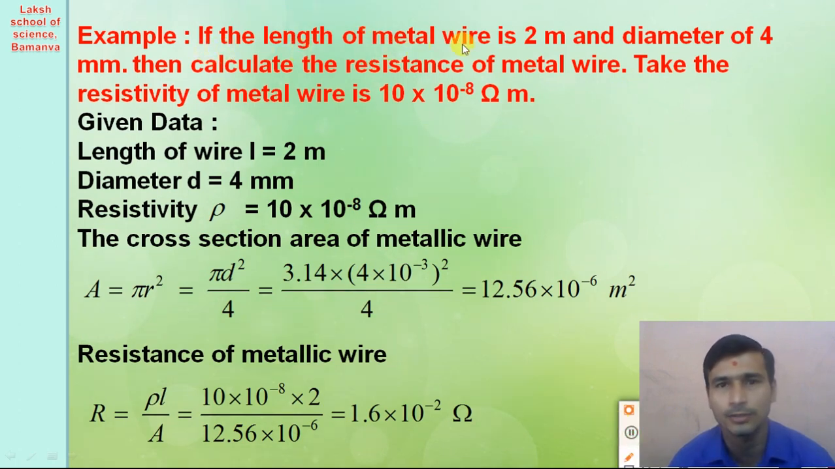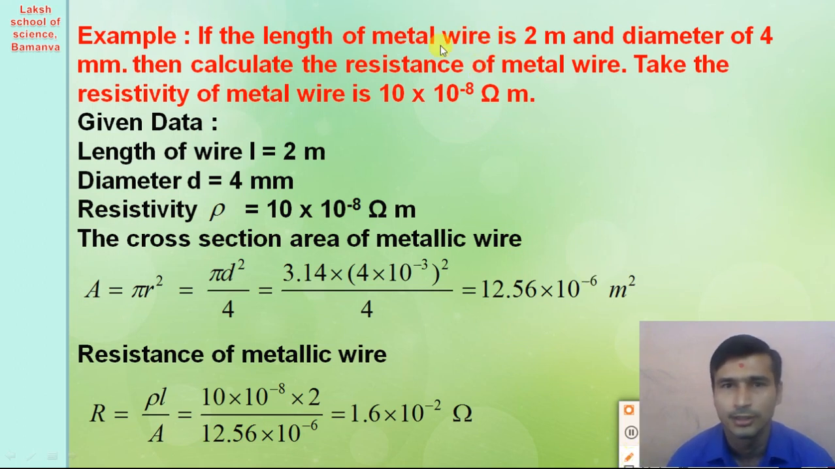Read the sentence of the example. The length of the metal wire is 2 meter and the diameter is 4 millimeter. From this diameter we can calculate the cross section area of the metallic wire. Then calculate the resistance of the metallic wire. Take the resistivity of the metal wire as 10 into 10 raised to minus ohm meter, taken from the previous table.